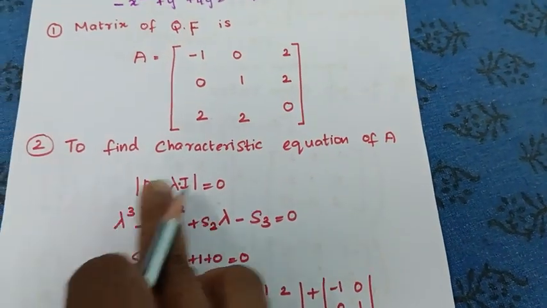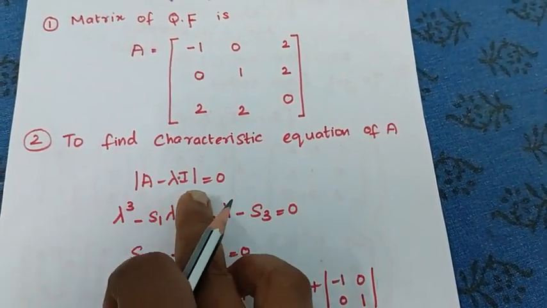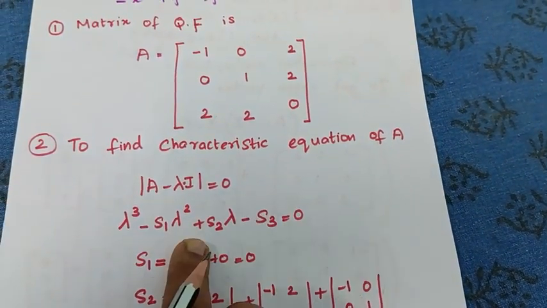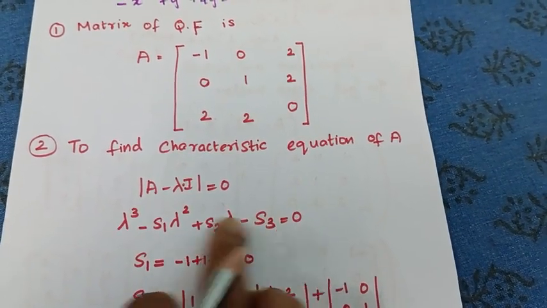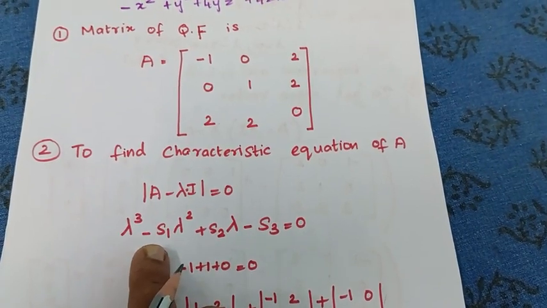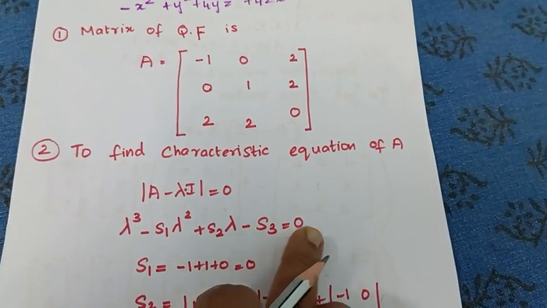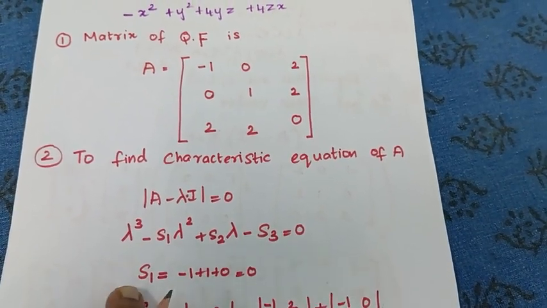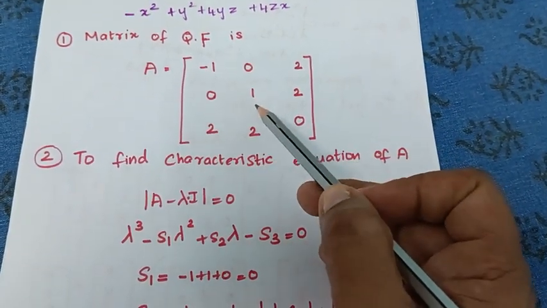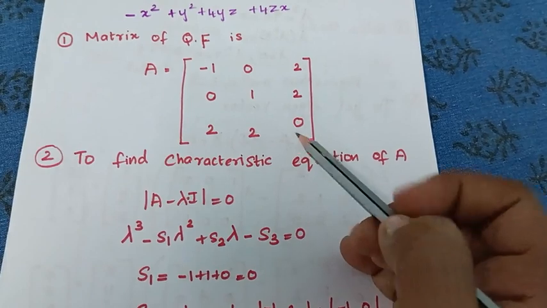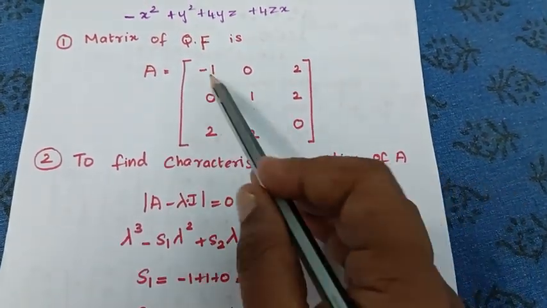So next step is to find the characteristic equation of A. You know the formula: determinant of A minus lambda I equal to 0. Here I have found the characteristic equation using a shortcut. The equation is lambda cube minus S1 lambda square plus S2 lambda minus S3 equal to 0. Here S1 is nothing but the addition of the main diagonal elements, so minus 1 plus 1 plus 0, which is 0. So that is S1.